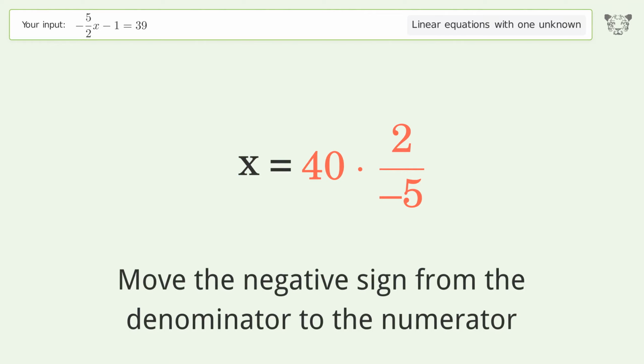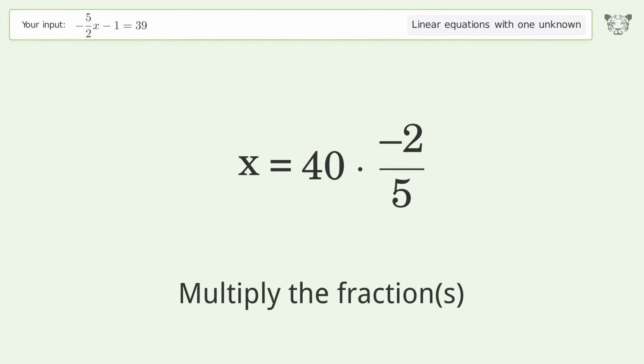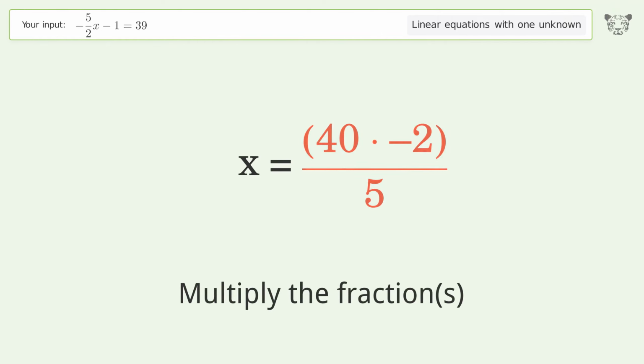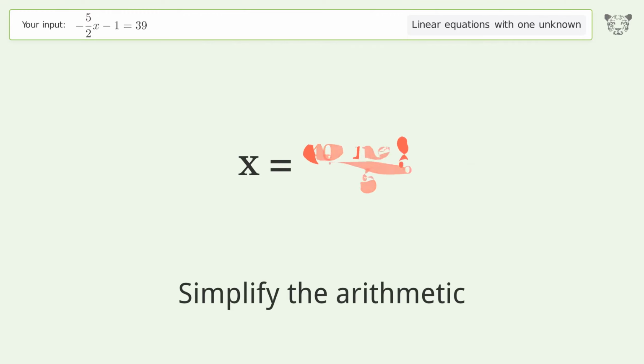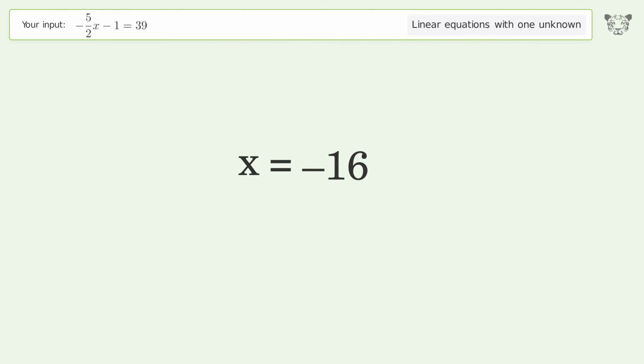Move the negative sign from the denominator to the numerator. Multiply the fractions. Simplify the arithmetic. And so the final result is x equals -16.